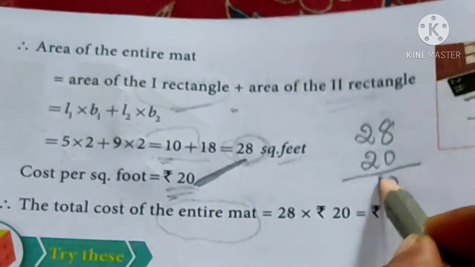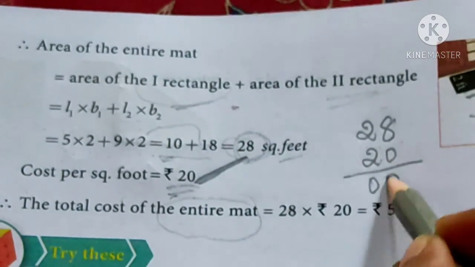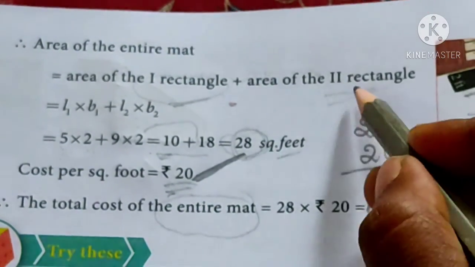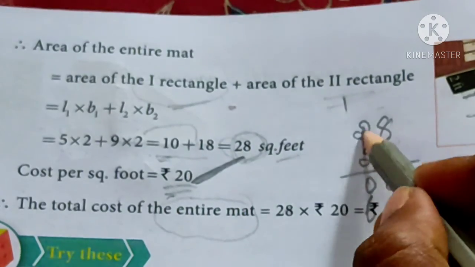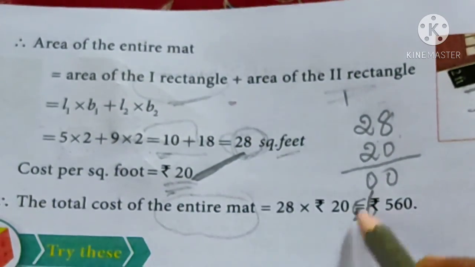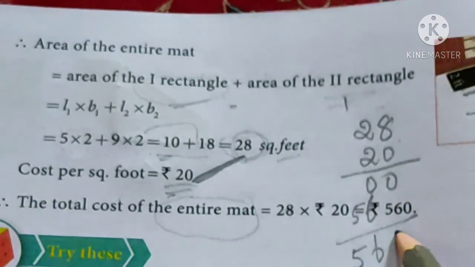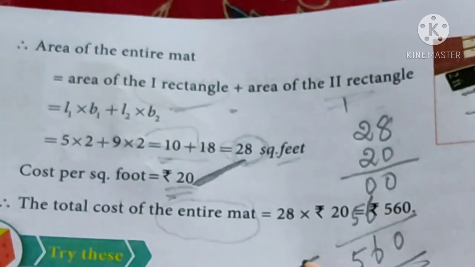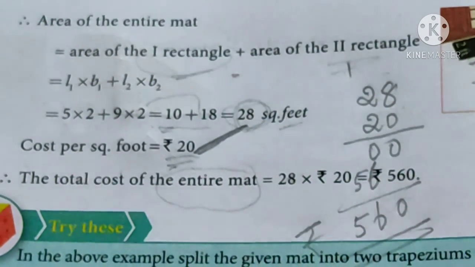0 0. Here also we get 0. 8 2s are 16, 1 balance. 2 2s are 4, 4 plus 1 is 5. So 560 rupees. 560 is the answer.